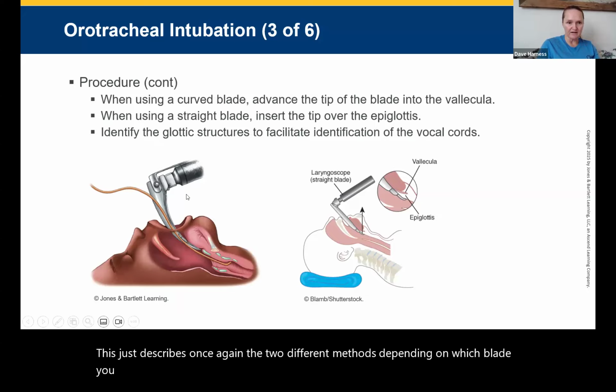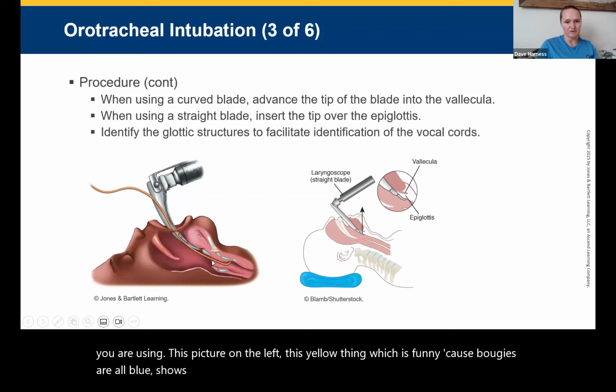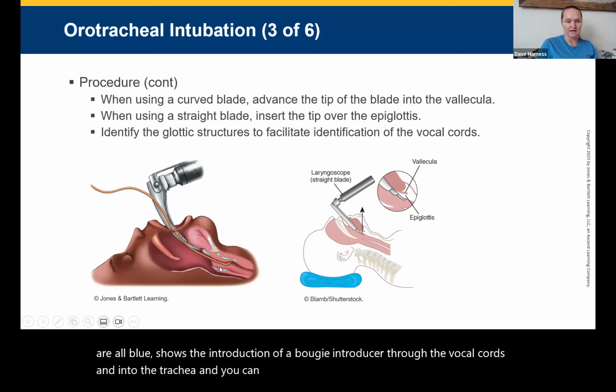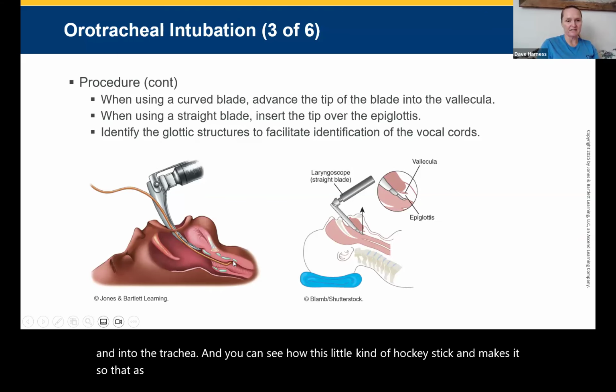This picture on the left, this yellow thing, which is funny because bougies are all blue, shows the introduction of a bougie introducer through the vocal cords and into the trachea. And you can see how this little hockey stick end makes it so that as it comes down, it stays anterior and goes into the trachea and not the epiglottis.